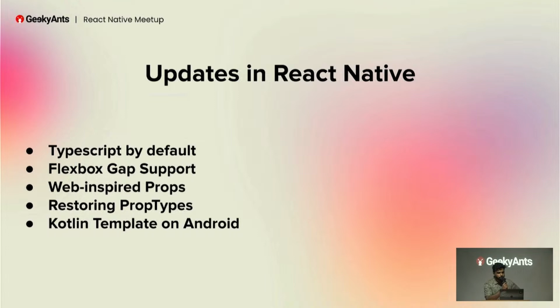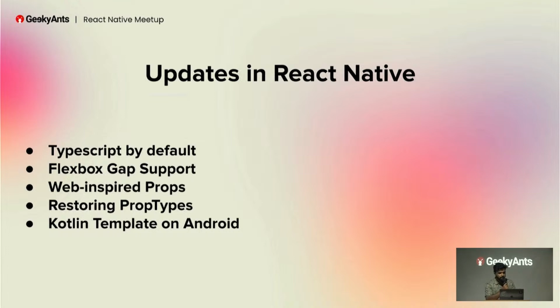Support for Flexbox gap, row gap, and column gap properties has also been added, which simplifies layout and spacing in React Native, somewhat similar to the web platform. New props inspired by web standards for accessibility, styles, and events have been added, bringing more web standard APIs to React Native. The prop types, which were removed long ago, have been temporarily restored just to help with the migration to the new architecture.